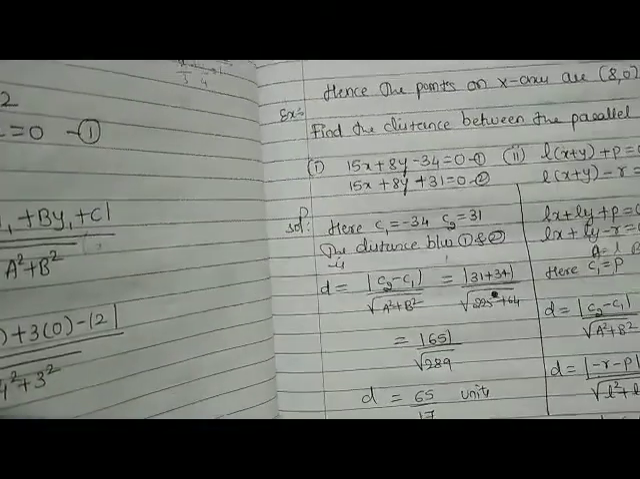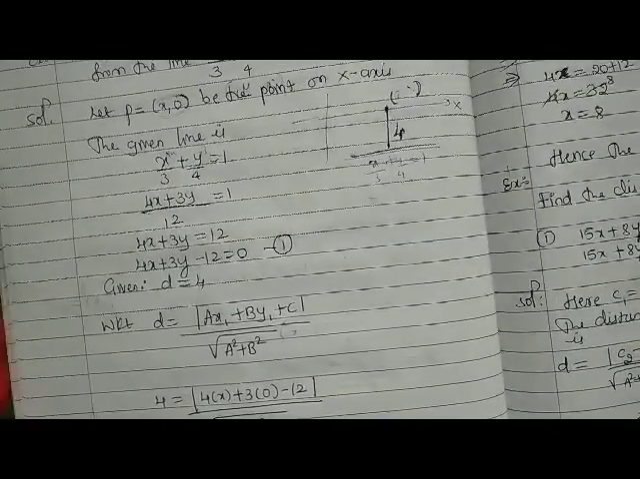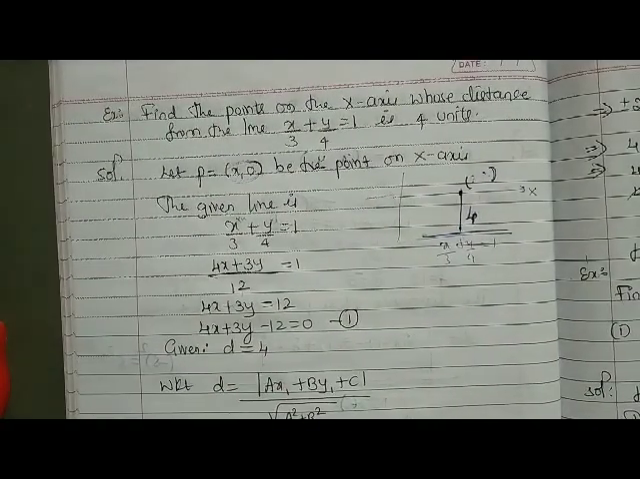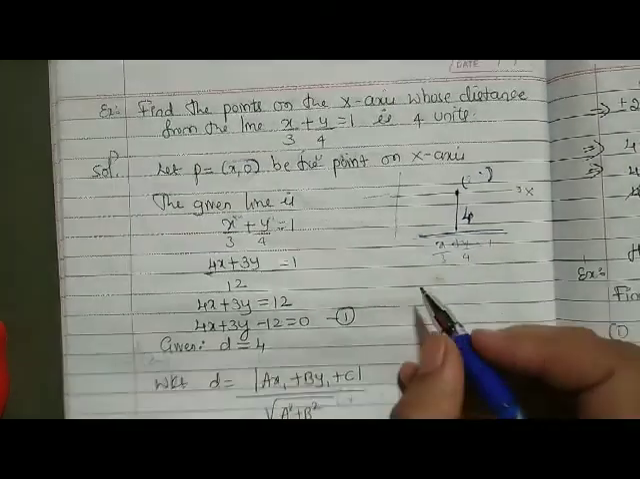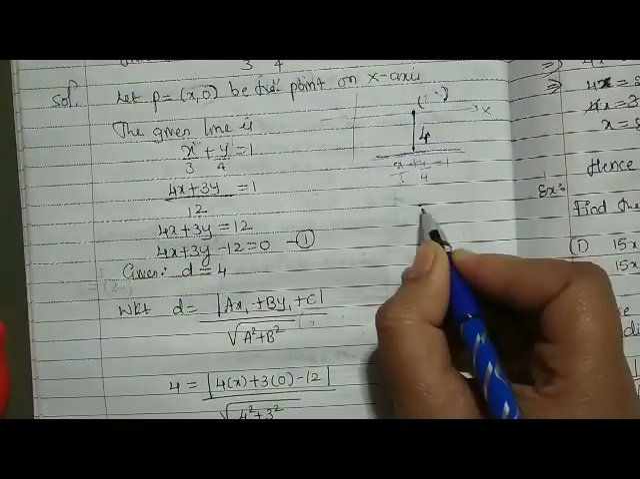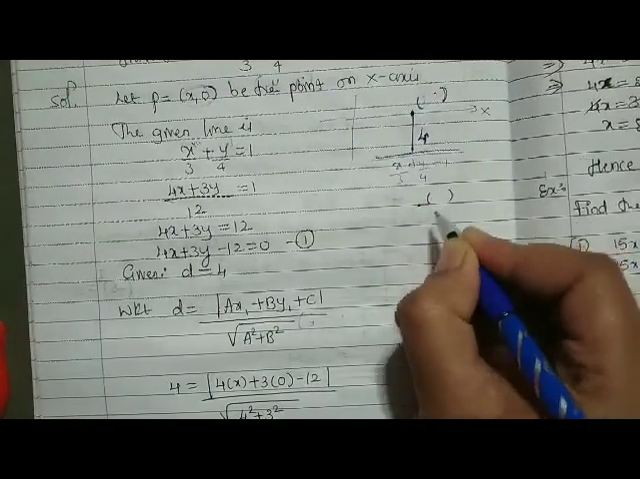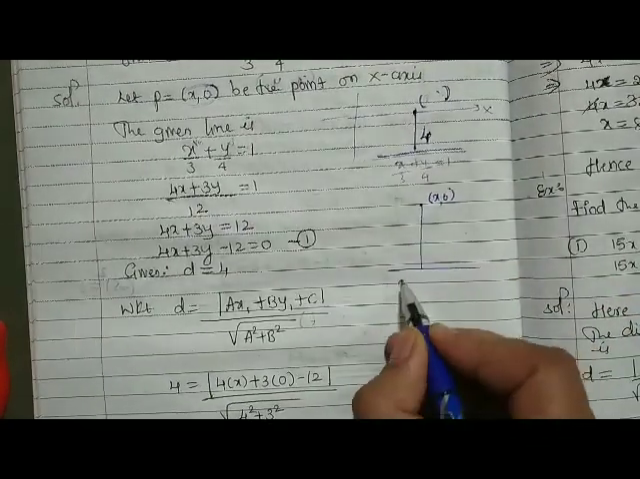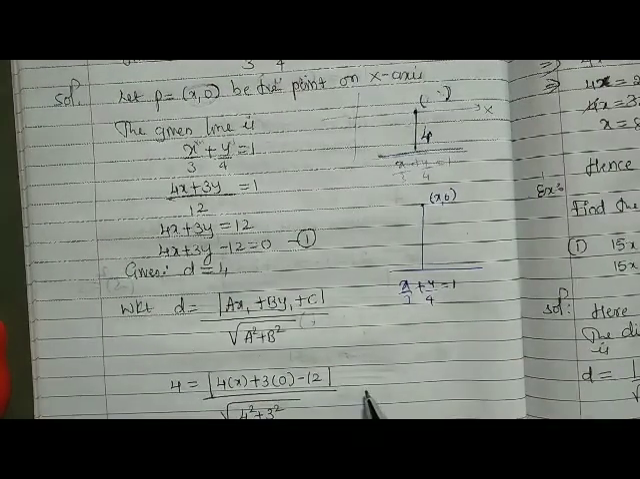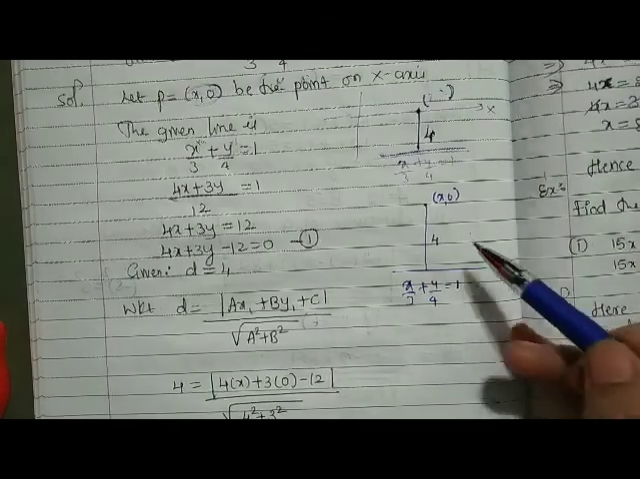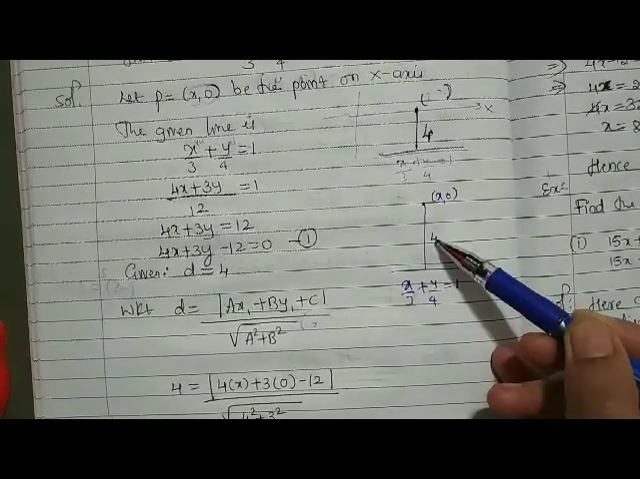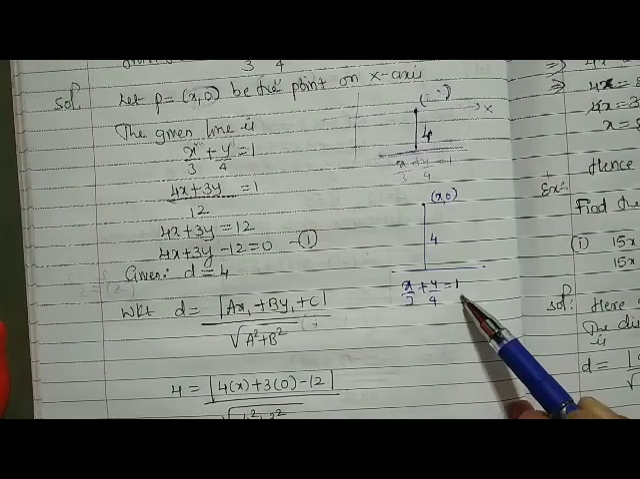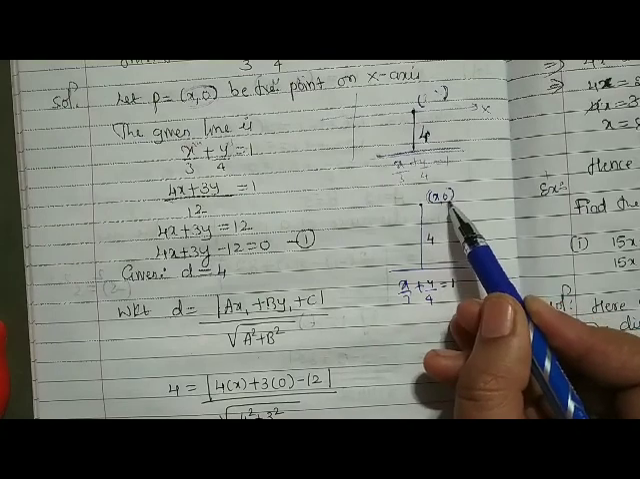So next example, that is, find the points on x-axis whose distance from the line x by 3 plus y by 4 is equal to 1 is 4 units. So we have to find the point on x-axis. Point on x-axis means we know that any point on x-axis is of the form x comma 0. So whose distance from the line x by 3 plus y by 4 is equal to 1 is 4 unit. The distance from the point to the line is 4 unit. D is 4 unit. Given line is x by 3 plus y by 4 is equal to 1. And we are going to find the points on x-axis.